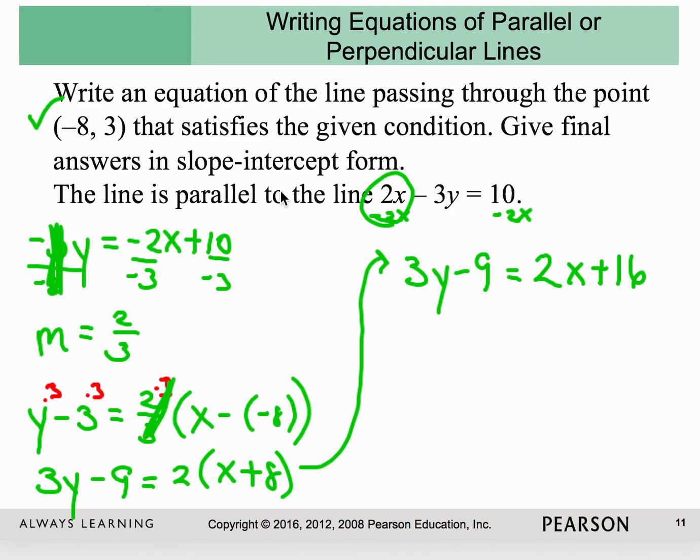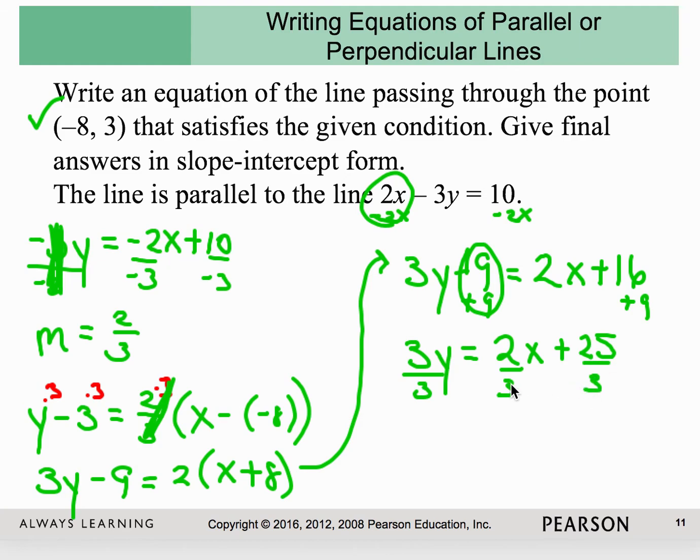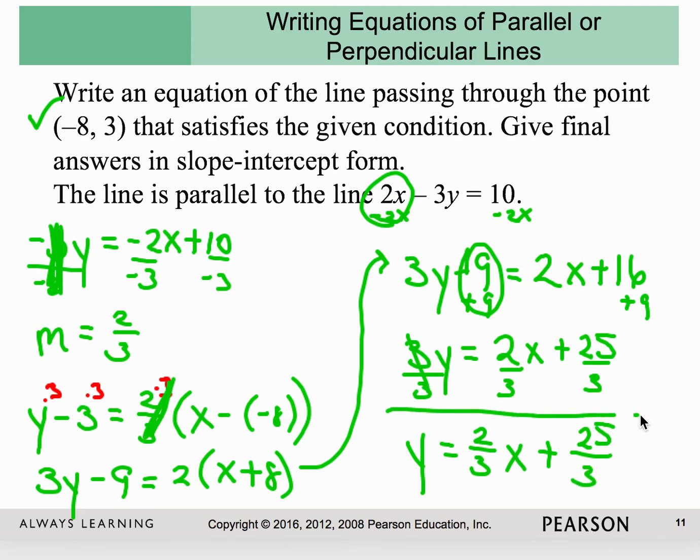Okay, now slope-intercept form. So we're solving for y. Let's put all the numbers on the other side. 3y equals 2x plus 25 and divide everything by 3. So here's my equation. y equals 2/3 x plus 25/3.